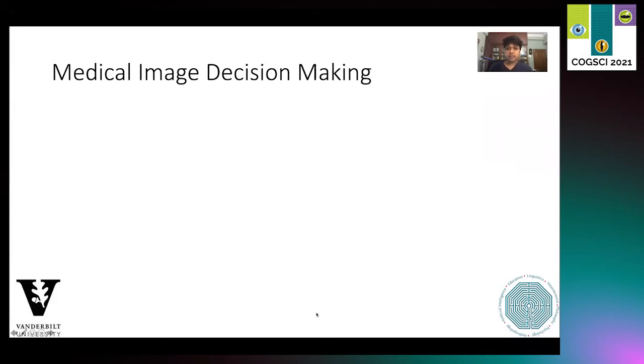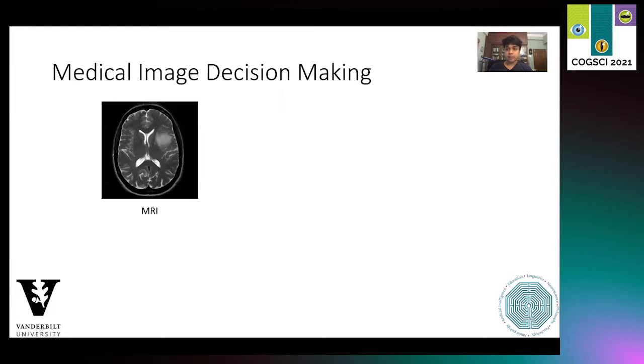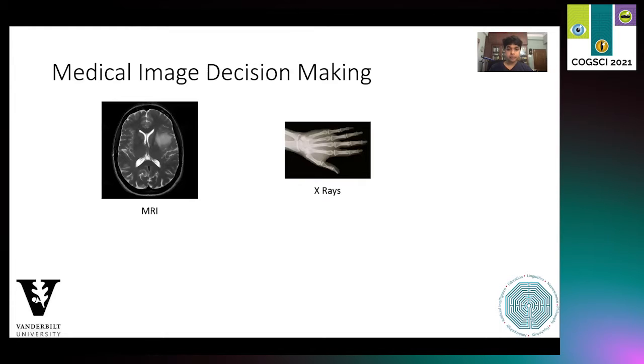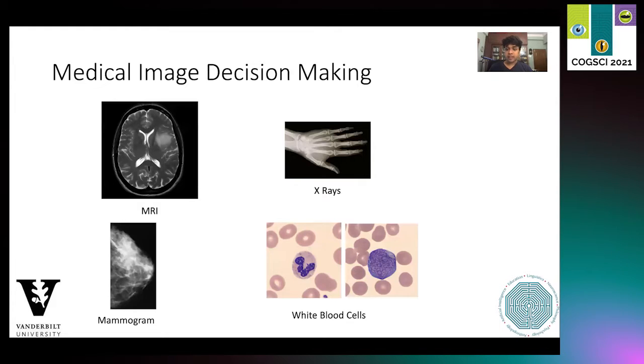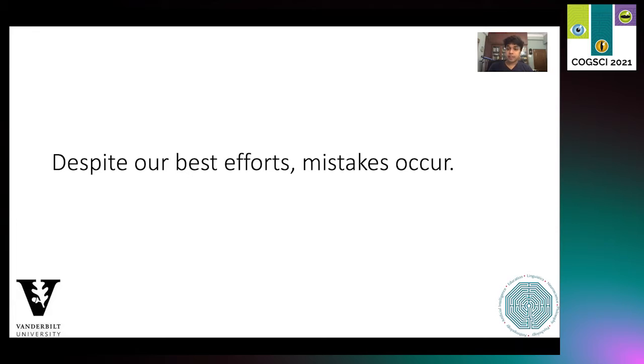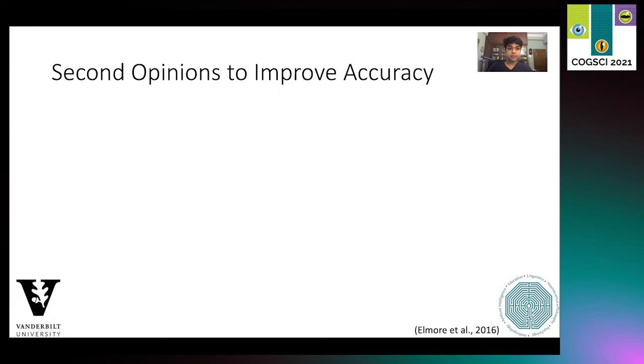So, medical image decision making. Medical images are ubiquitous, and the interpretations of these images is important to the diagnosis of various diseases. But despite our best efforts, mistakes occur. One way to improve accuracy is to use second opinions.